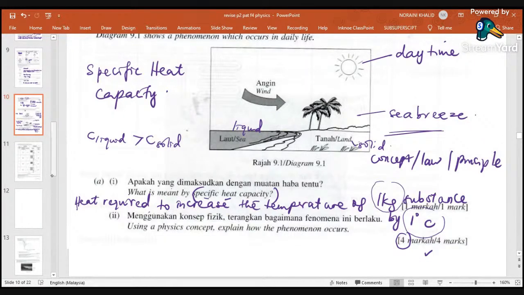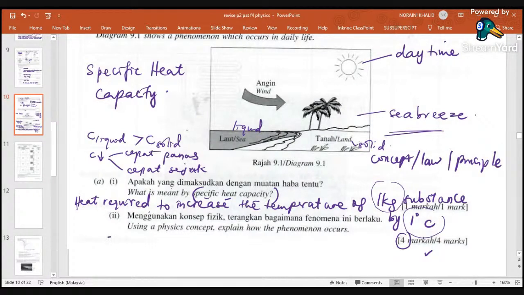So for the smaller one, the material will heat up faster and cool down also faster. Cepat panas, cepat sejuk kalau specific heat capacity dia kecil. Maksudnya temperature dia cepat naik, cepat meningkat. From here, during daytime, the land will become hotter than the sea water. So the first one we will discuss is specific heat capacity, comparing between land and sea.